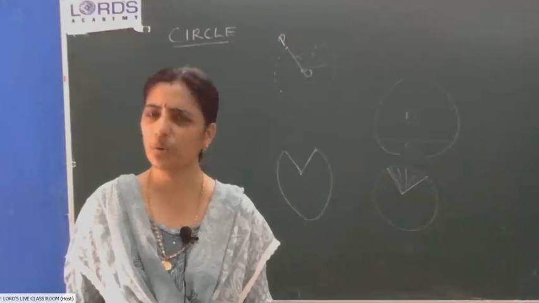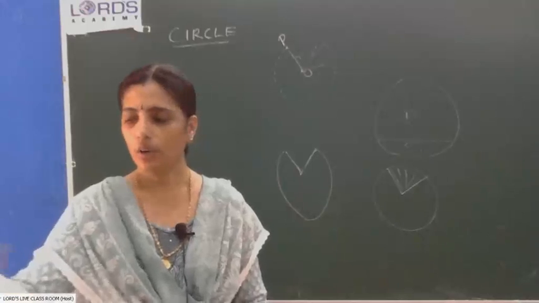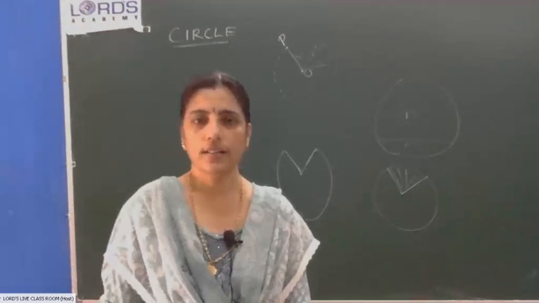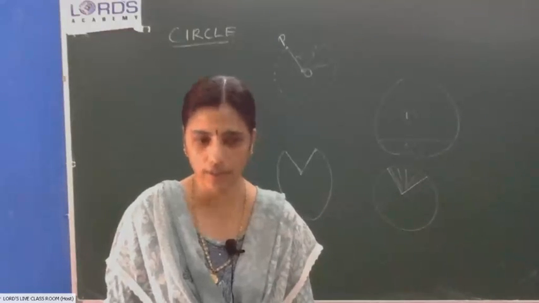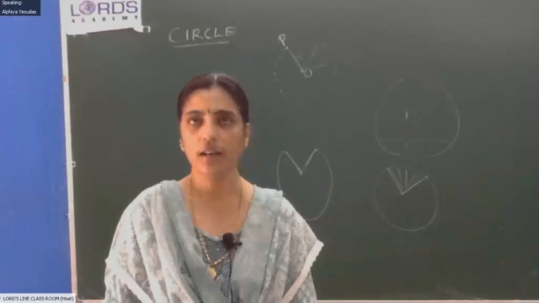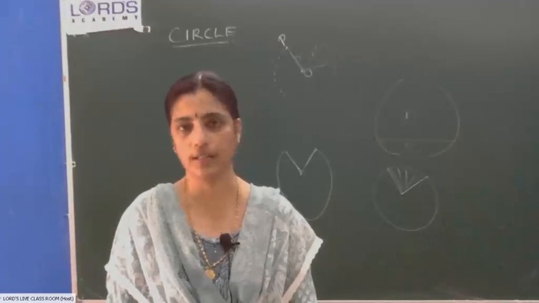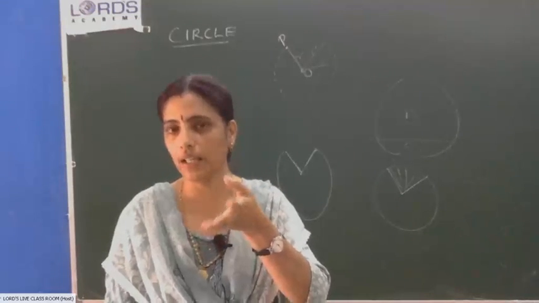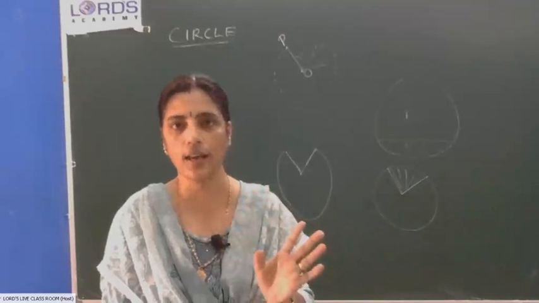Anything else I told you? No, I didn't tell you anything else. This much only. Now, what is meant by circumference of a circle? We were using perimeter for a ball, but for a circle, the meaning is the same. If it is for a circle, we won't use the word perimeter. Instead, we will use the word circumference.